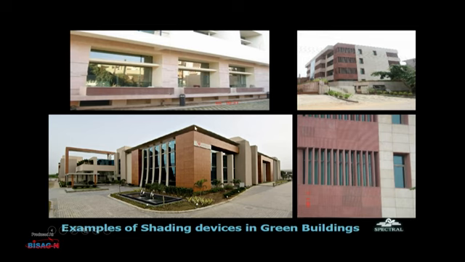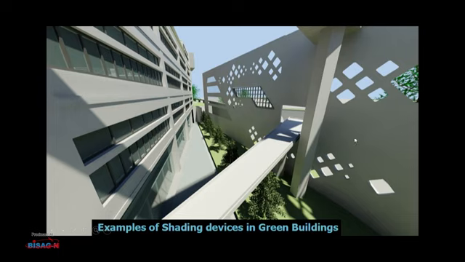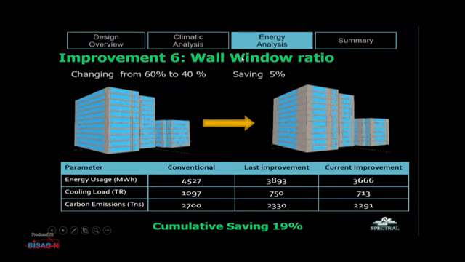This kind could be achieved in architectural and structural design itself. This is again the shading device example. Now next improvement is wall to window ratio. Generally we go for 60% wall to window ratio, but changing from 60 to 40%, we could achieve energy saving up to 5%, and this is a huge achievement.